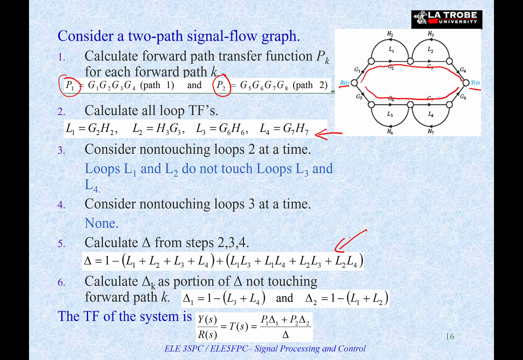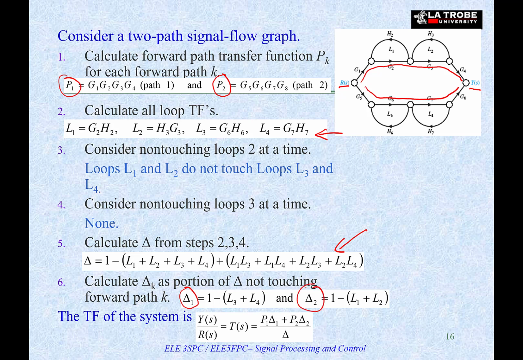What is left is delta 1. In this case, delta 1 is obtained as this. Same for delta 2. Delta 2 means you look at the second path, and any loops touching the second path should be removed from delta. What is left is delta 2.